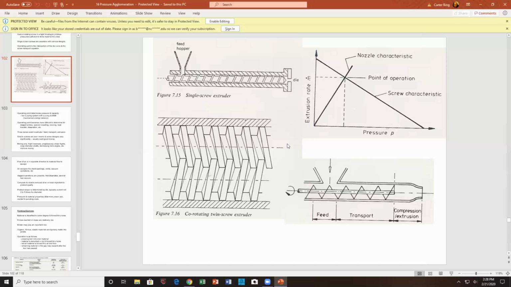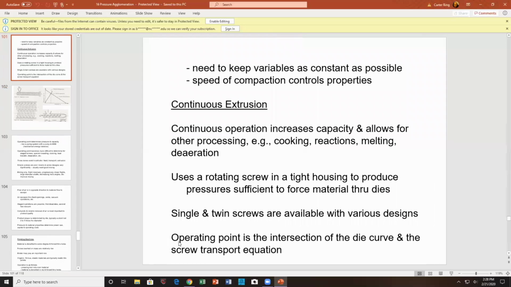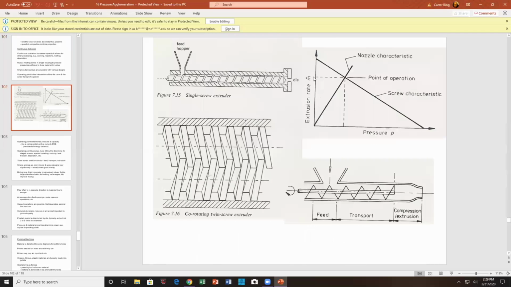Anyway, it's kind of interesting, this curve here. When I first saw this a long, long time ago, I said, oh, yeah, that's what that is. So anyway, operating point is the intersection of the die curve and the transport curve. I bet you have, maybe you do, maybe you don't. Depends whether you have this or not.